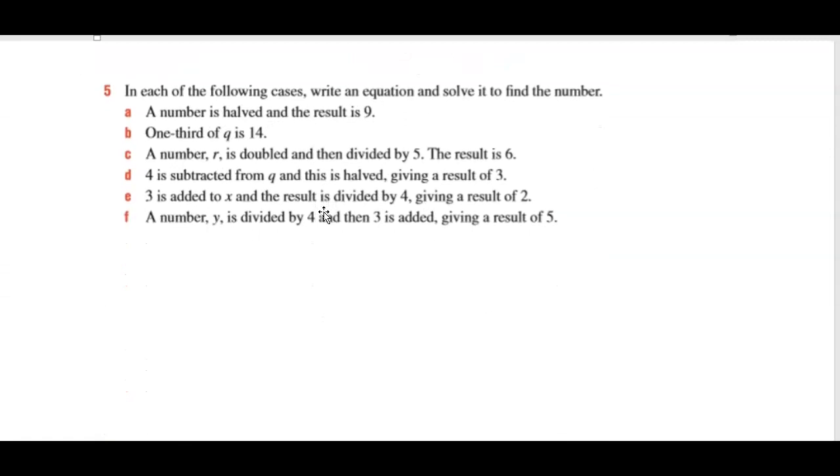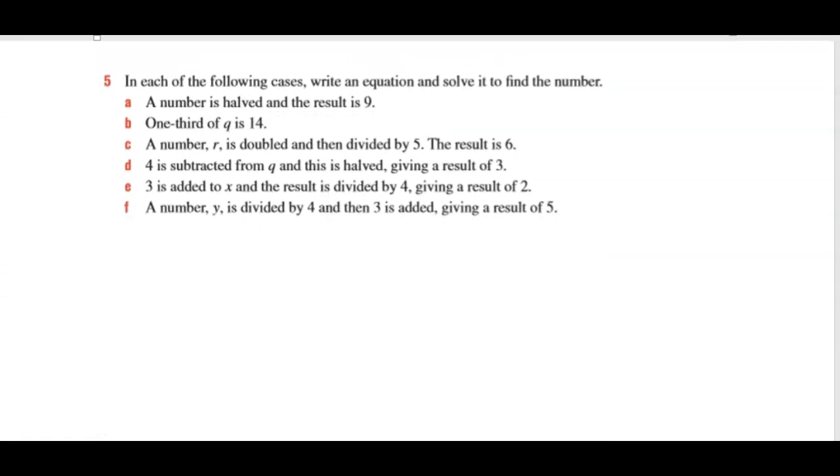All right, so question 5 I put in because sometimes students have trouble actually writing an equation. So let's go through these. It's got it in words and we need to put it in numbers. So a number is halved. It hasn't told us what that number is, so you can choose any letter you like. I'm going to choose K because it's my initial.